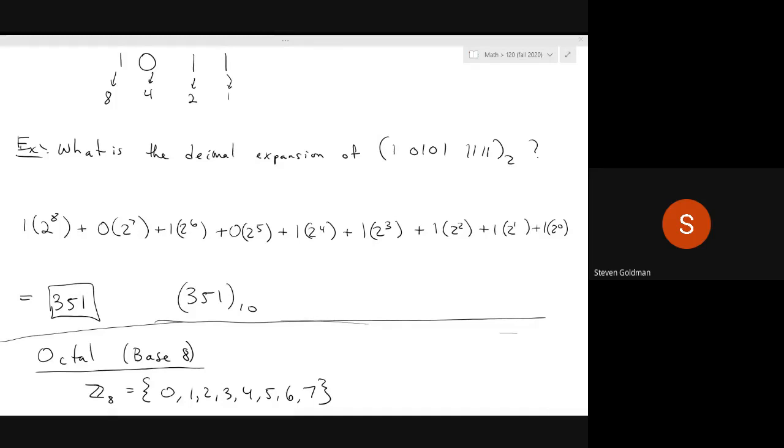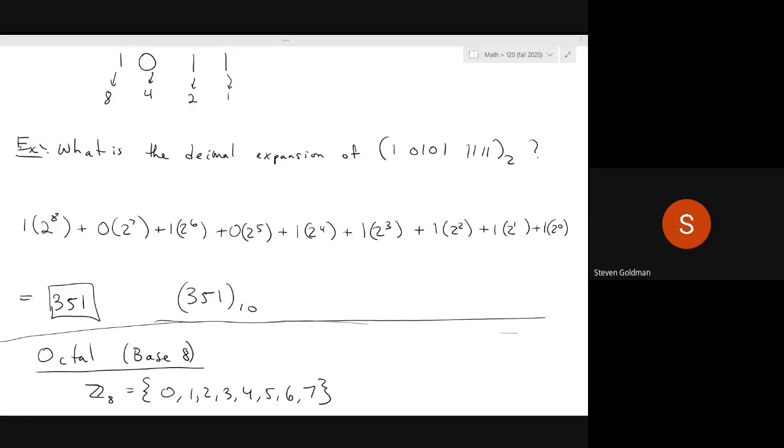What is base 10? That's what I was discussing at the beginning. Base 10, in other words, the way we write numbers, we write numbers using 10 digits. So that's called base 10, because everything is based on powers of 10.